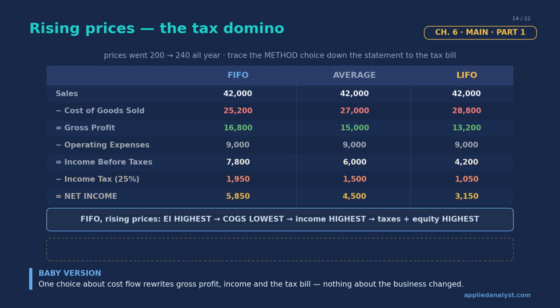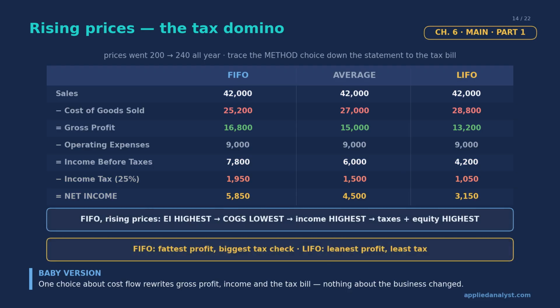Trace the chain. Under FIFO and rising prices, ending inventory is highest, so cost of goods sold is lowest, so net income is highest, so income taxes are highest, and equity ends up highest. That is one single chain, and it gives you the whole picture at once. So, the trade-off is real.